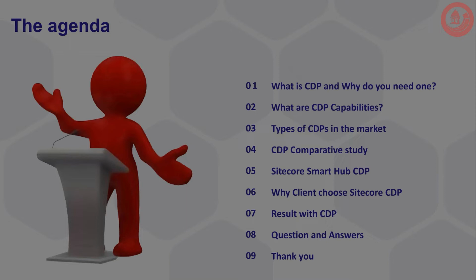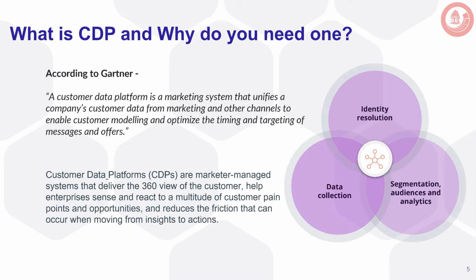So let's jump on the first topic today. What is CDP and why do we need another one? Basically, CDP is a type of packaged software which creates a persistent unified customer database that is accessible to all other systems. Data is pulled from multiple sources, cleaned and combined to create a single customer profile. This structured data is then made available to other marketing systems to make use of it and to get a business outcome or business decision out of it.